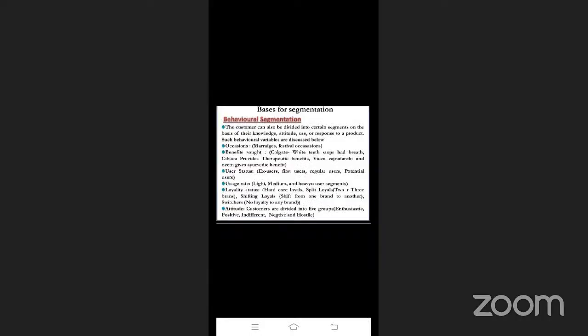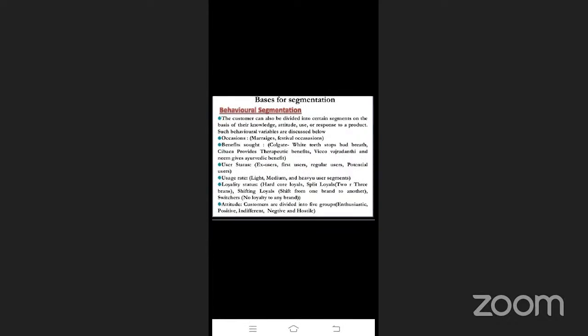Then we have behavioral segmentation. This question is important, ma'am. This topic is an important topic. You may get this question in your exam also: marketing segmentation. What are the bases for marketing segmentation? Then you can write this whole answer.